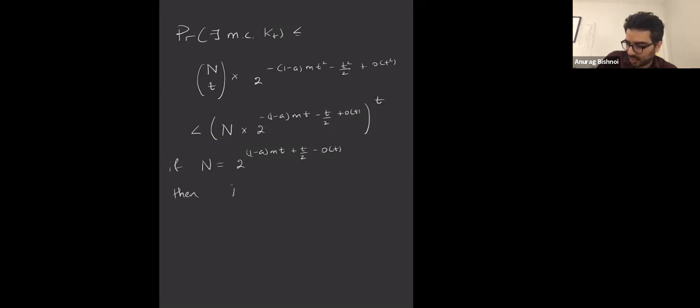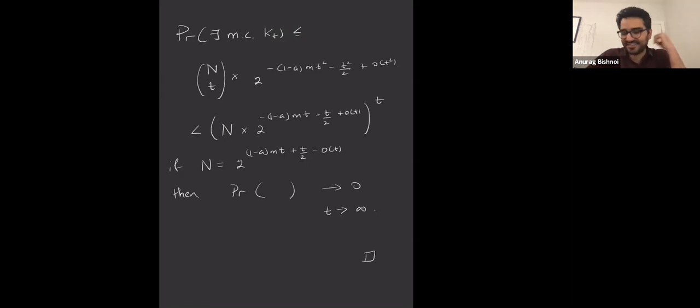then the probability is in fact, yeah, it approaches 0. It's just little o of 1, right? As t goes to infinity. So in fact, with high probability, there will exist a monochromatic KT. And we are done.